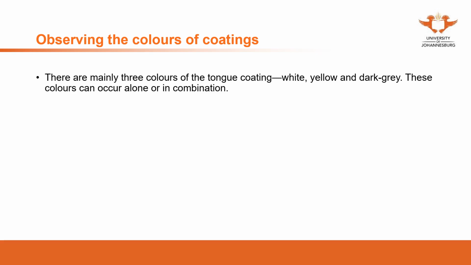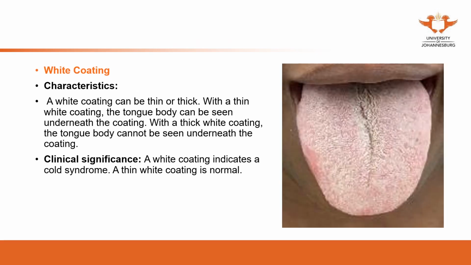With the white coating, that's coldness. With yellow coating, that's hot or heat. And sometimes these can appear with multiple colors. So firstly, the white coating. A white coating can be thin or thick. It can either be thin white coating or thick white coating.